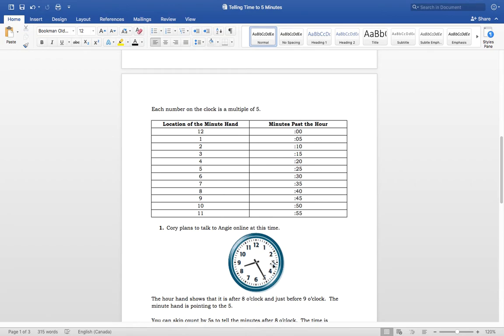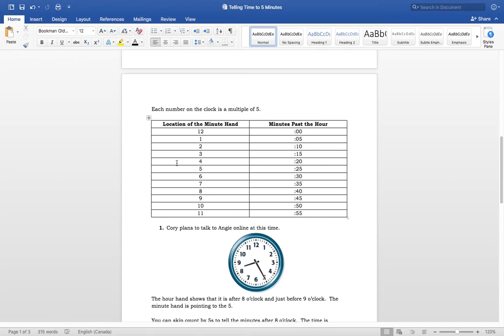So an easy way to do this, if you don't remember to say your times going 5, 10, 15, 20, 25, 30, is if you see the minute hand point towards a number, simply take that number it's pointing towards and multiply it by 5. So if it was on the 1, I go 1 times 5. I know that it's 8:05. If it points to the 2, 5 times 2, I know it's 8:10. 5 times 3, I know it's 8:15.